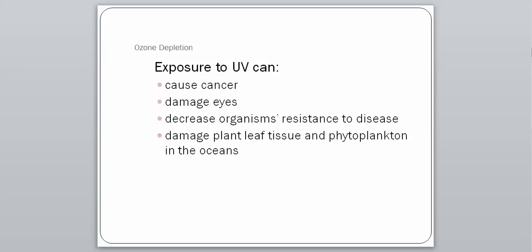Exposure to UV, as I said, can cause cancer, it can cause damage to your eyes, it can also decrease certain organisms' resistance to disease, and it can damage plant leaf tissue and phytoplankton in the oceans as well. Those last two need sunlight to survive. However, UV exposure can damage their tissue, and therefore they won't be able to carry out the functions of photosynthesis as normally as they could.